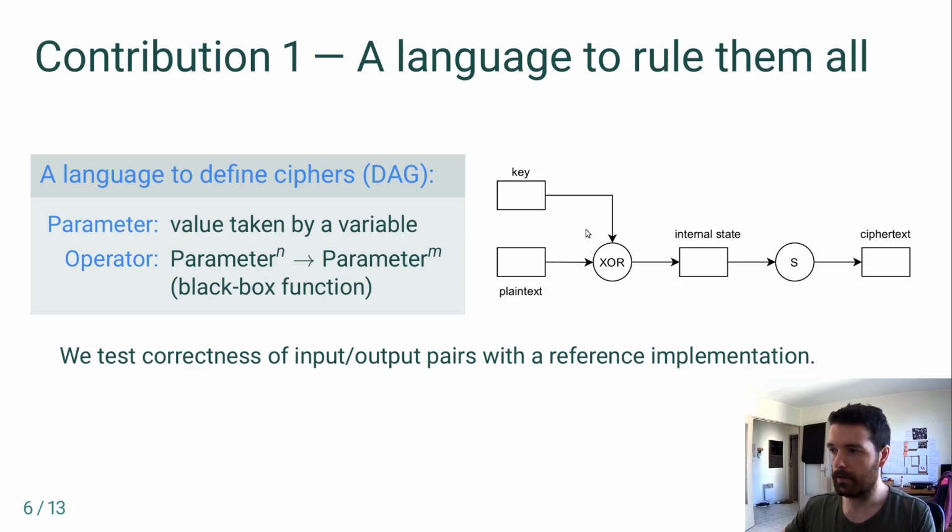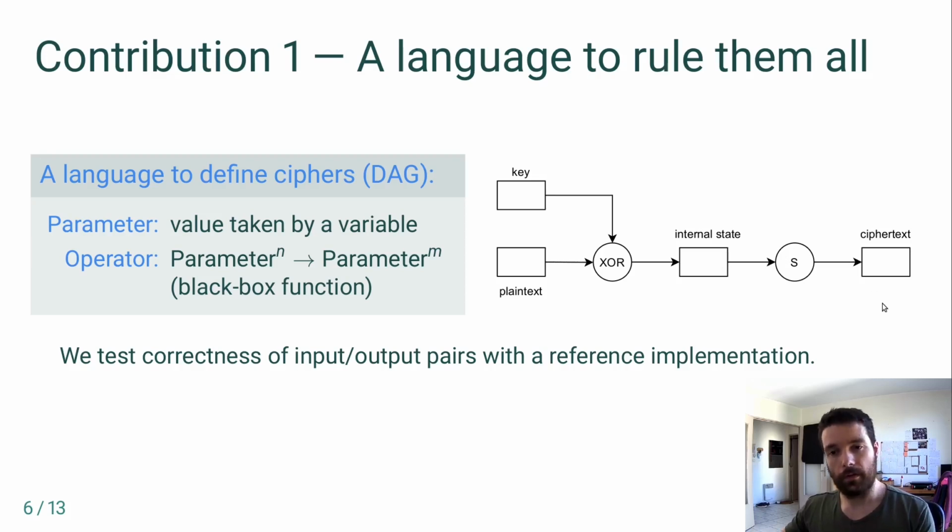So let's take an example. A DAG may look similar to this. We have, for instance, some state to represent the key, and some state to represent the plaintext. Then each of these states goes through some operator. In this case, it's a XOR. It will produce possibly some internal state, which then goes through some other operator, for instance an S box, and at the end we get some ciphertext.